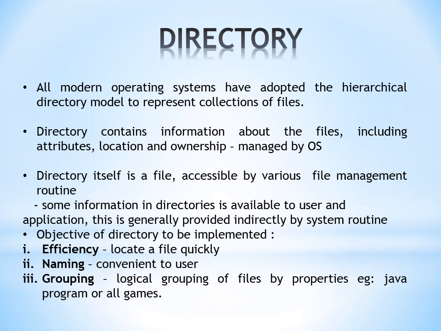Directory: all modern operating systems have adopted a hierarchical directory model in order to present the collections of files. The directory contains information about the files, including the attributes, the locations, and the ownership, which is managed by the operating system. The directory itself is a file accessible by the various file management routines. Some information in directories is available to users and applications and is generally provided indirectly by the system routines.